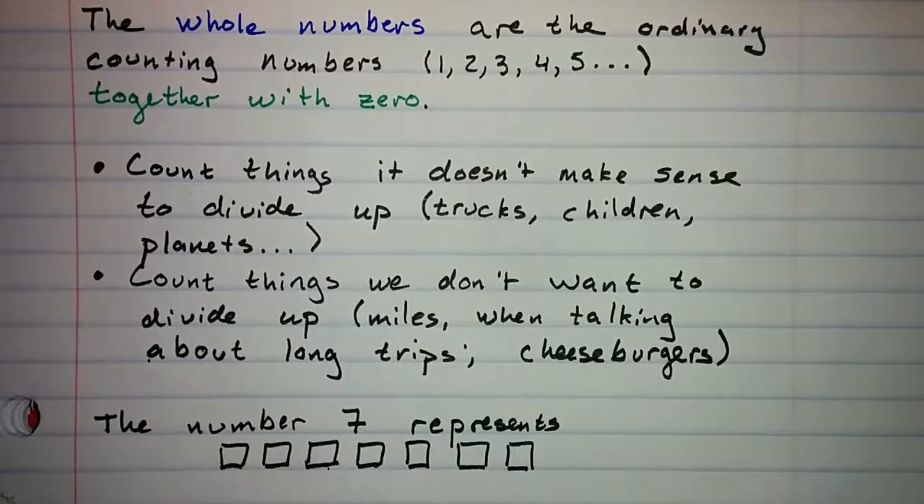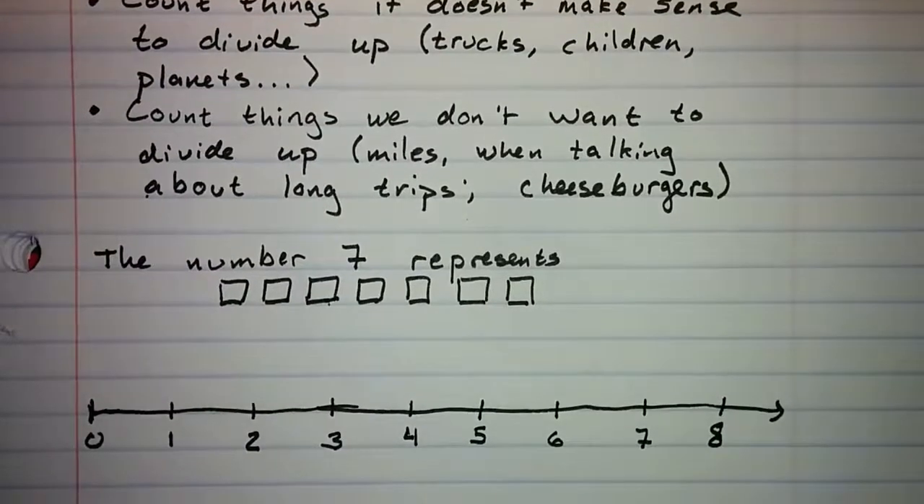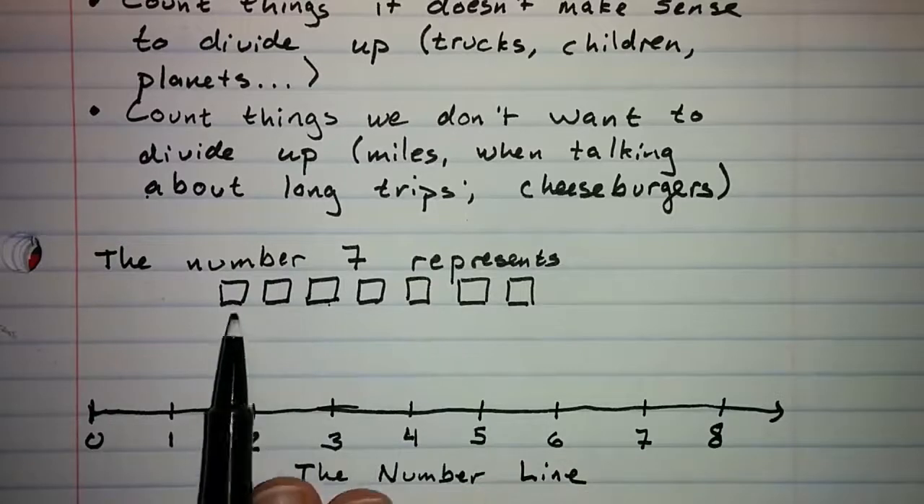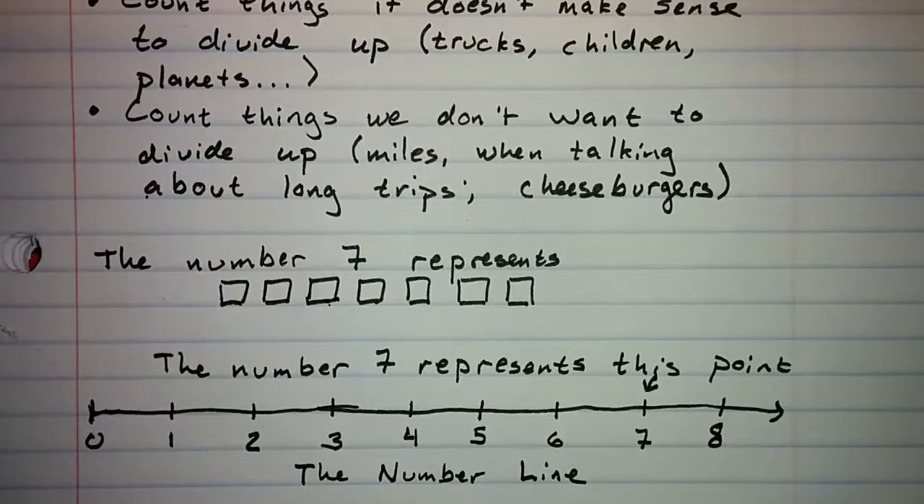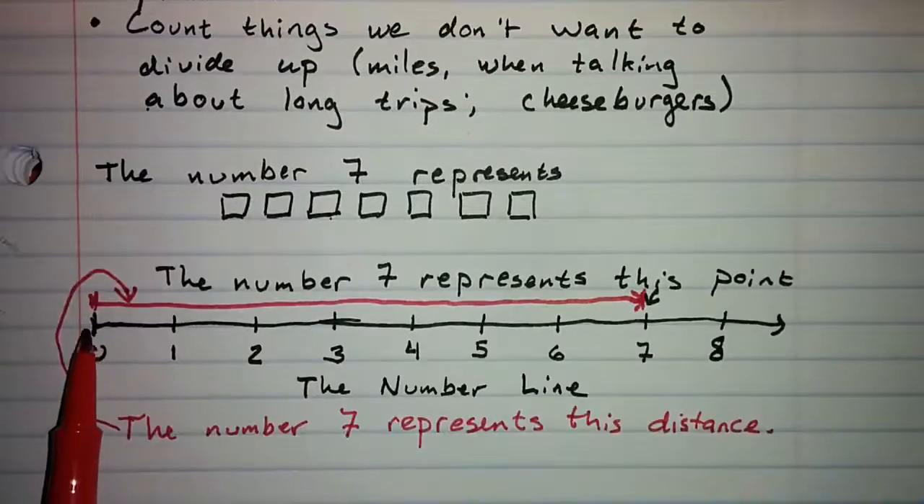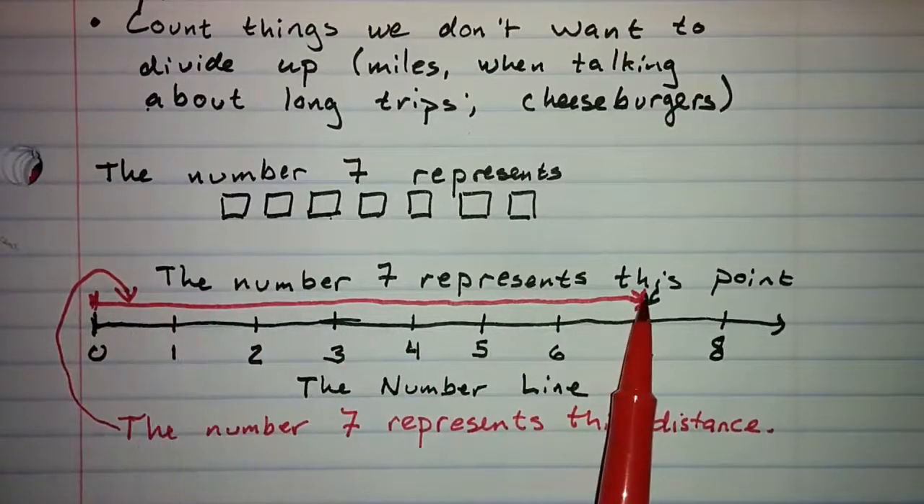There's another way we're going to think about the number 7, though. We can think of the whole numbers as arranged along a line that starts at 0 at the left and goes on forever off to the right. We're going to see more of this line soon. This line is called the number line. And so in addition to representing 7 things, we can think of the number 7 as representing this point. We can also think of the number 7 as representing this distance, the distance where we move 7 spaces to the right along the number line.